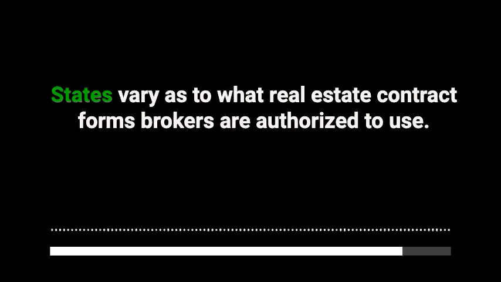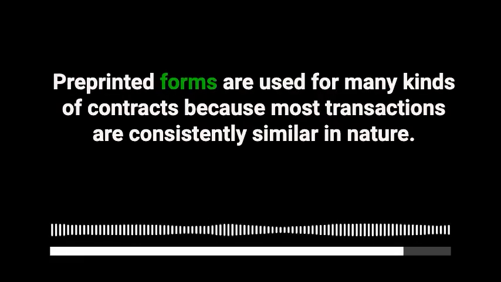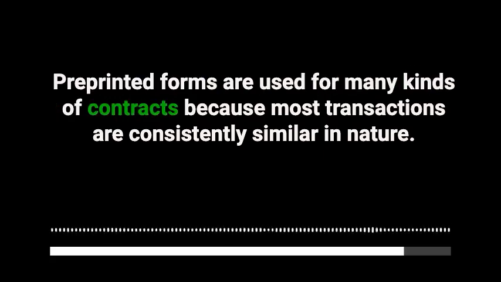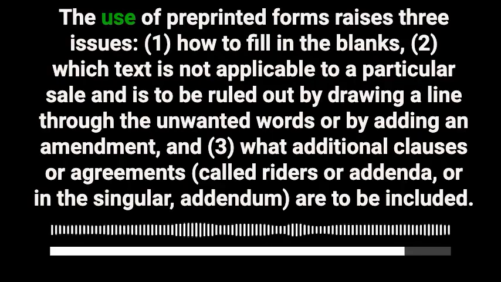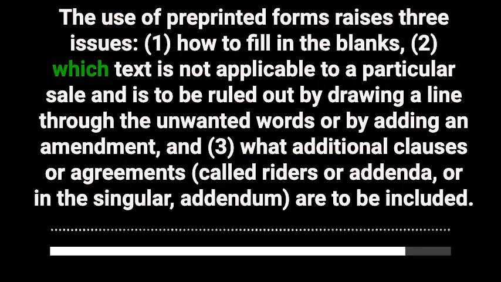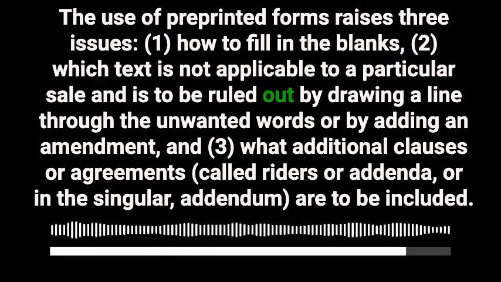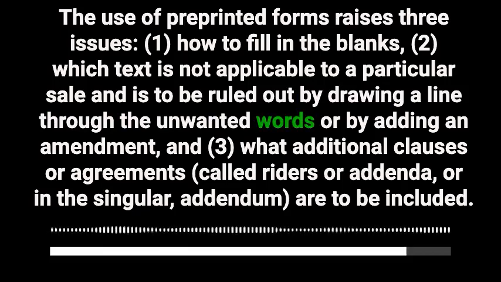Contract forms. States vary as to what real estate contract forms brokers are authorized to use. Pre-printed forms are used for many kinds of contracts because most transactions are consistently similar in nature. The use of preprinted forms raises 3 issues: how to fill in the blanks, which text is not applicable to a particular sale and is to be ruled out by drawing a line through the unwanted words or by adding an amendment, and what additional clauses or agreements are to be included.